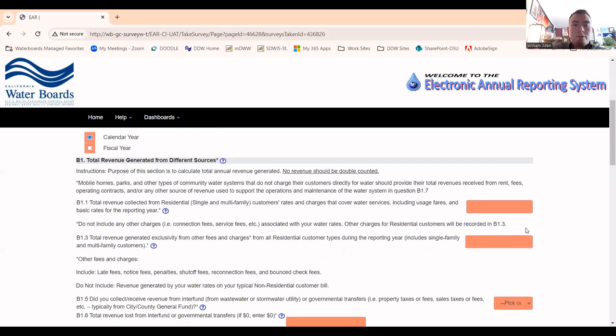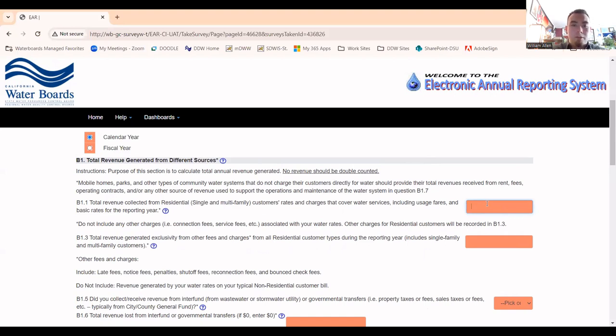Okay. So for B1, basically it's going to be asking you generalized questions about your water system's revenue from different sources. So B1.1, what is the total revenue you collect from your water rates for residential customers only? Now, this is specifically related to how much income you're getting from water consumption charges. So your customer rates and charges.